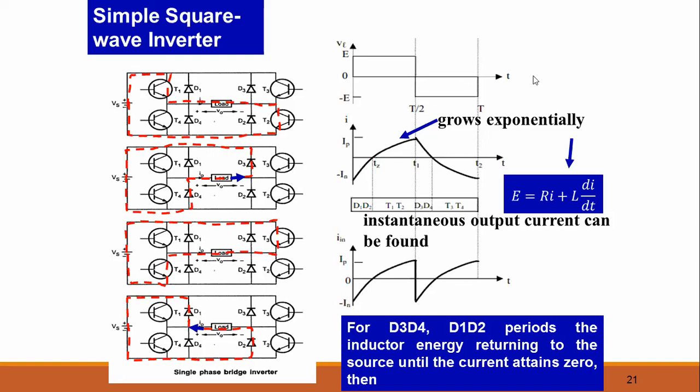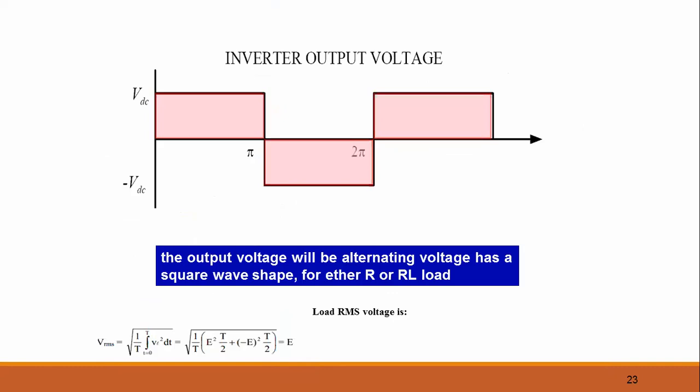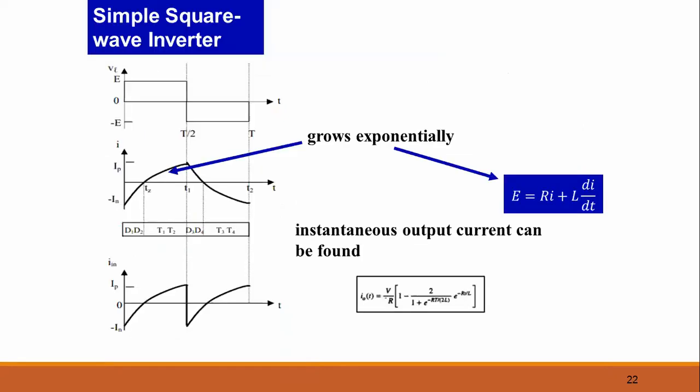Okay, next we have this output voltage that we are getting from the simple square inverter, and this type of exponentially growing waveform is the instantaneous output current waveform actually observed on the oscilloscope. So these are the waveforms of the output voltage and current.